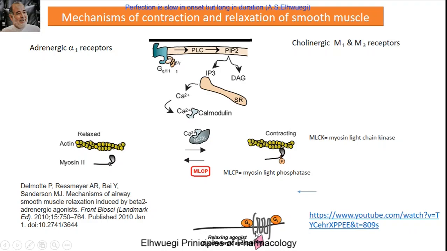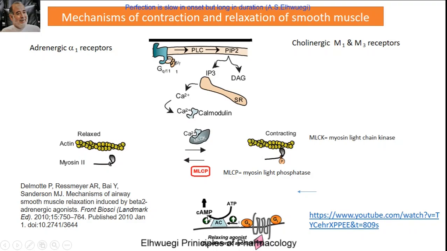Why are they relaxed? Because once beta 2 receptors are stimulated by specific agonists, they will lead to activation of GS protein. This is a different type of G protein. We have said they are of different types. This is the Gs, stimulatory, which is linked to a membrane enzyme known as adenylyl cyclase. Adenylyl cyclase will act on adenosine triphosphate, ATP, converting it to the second messenger, cyclic AMP.